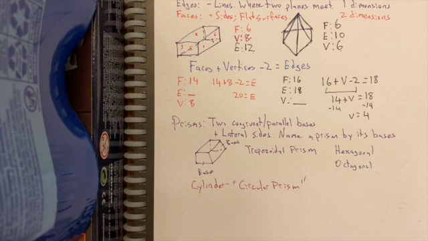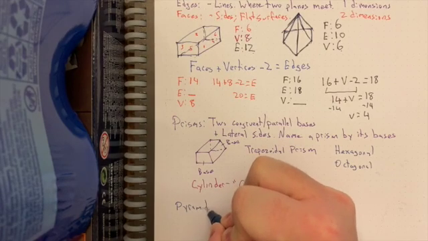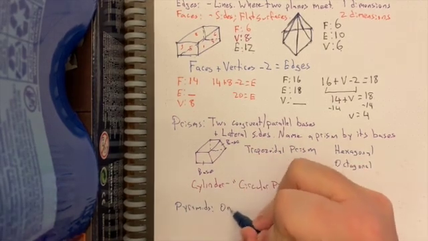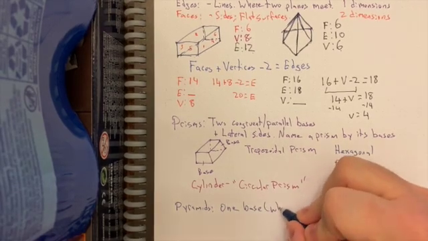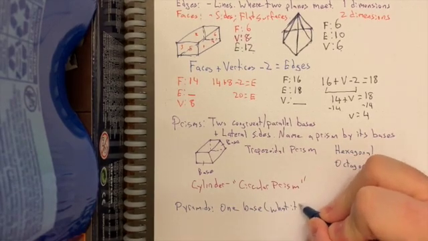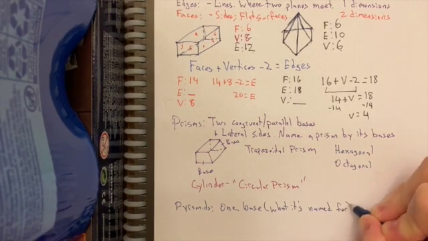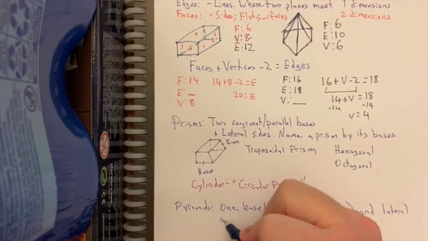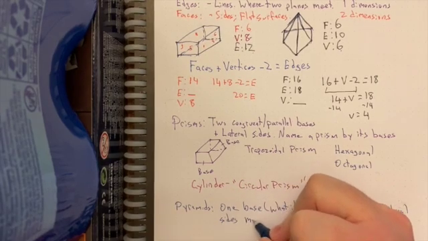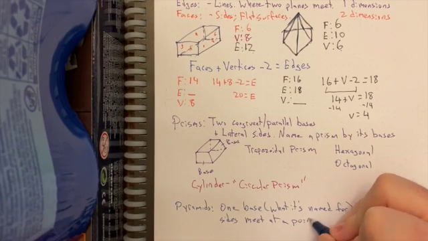Other than prisms, you got something called pyramids, which has one base, which is what it's named for. And the lateral sides meet at a point.